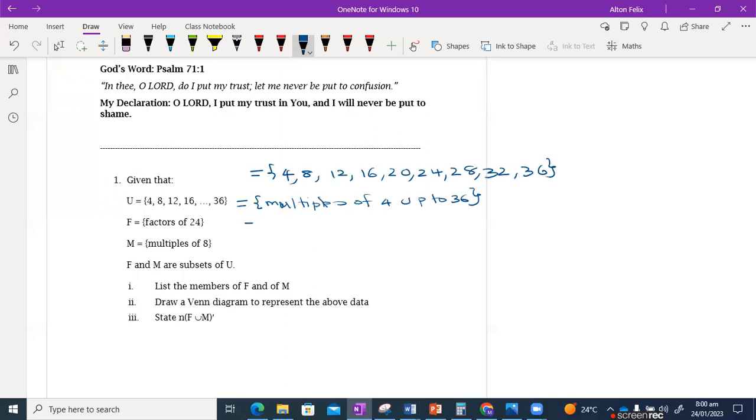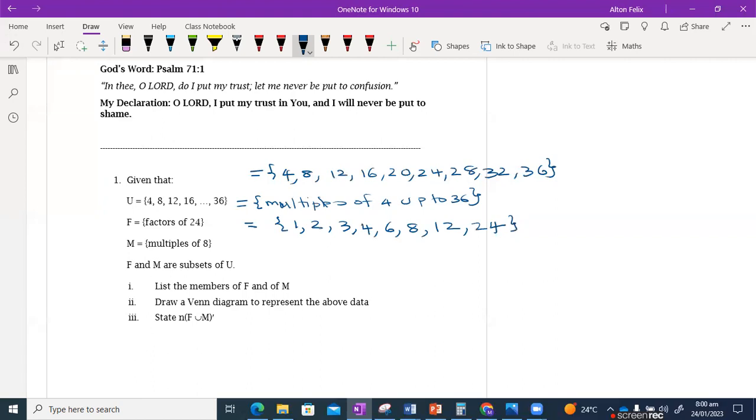And set F would be the factors of 24. Do you know the factors of 24? I'm sure you do. 1, 2, 3, and we left out 4 before 6. So 1, 2, 3, 4 is also a factor of 24. Then you have 6, 8, 12, and 24.